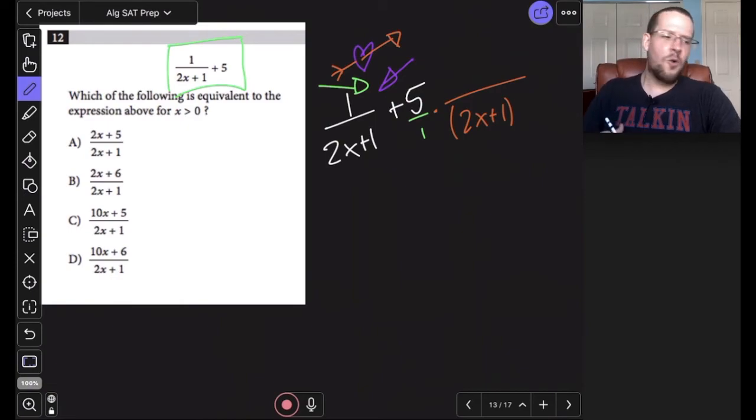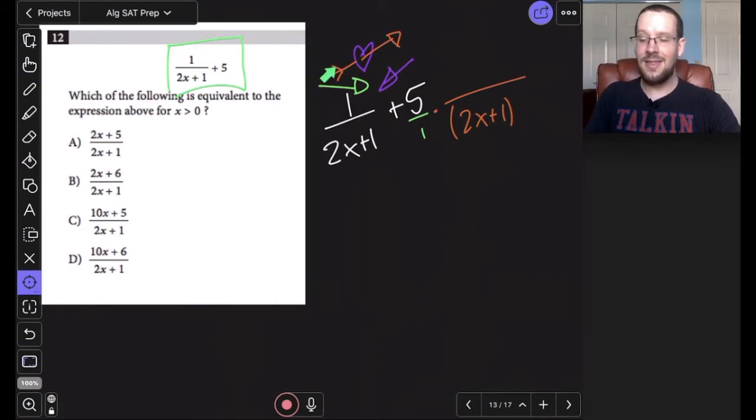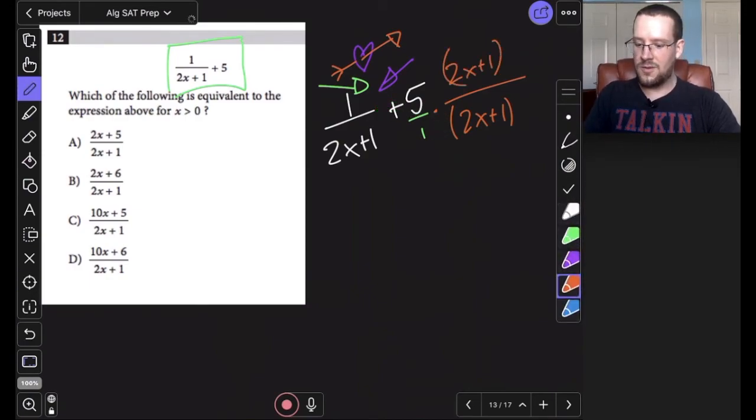But I can't just go multiplying things by denominators willy-nilly. Notice, they're in love. We've got to put them together. So I'm not just giving them any old one. I'm going to give them the very special one. What's 2x plus 1 over 2x plus 1? It's just 1, and it's a very special one. Ooh, it's so special.